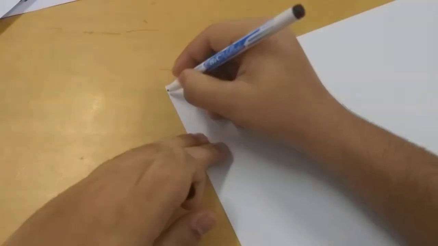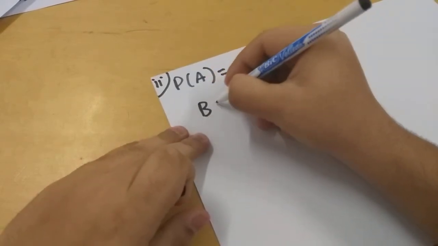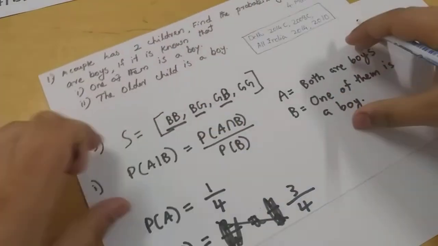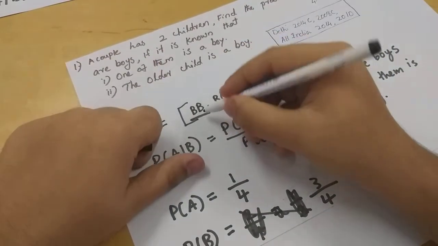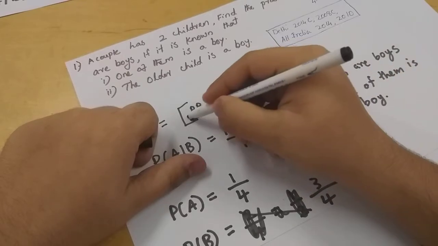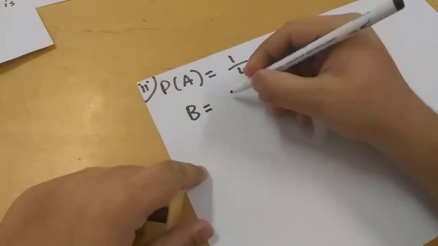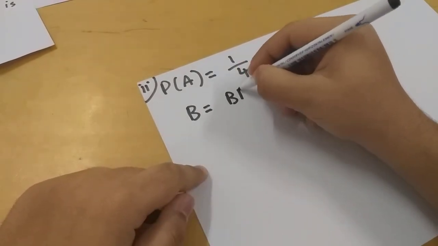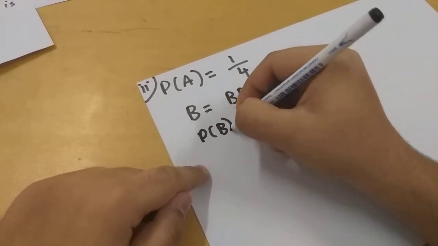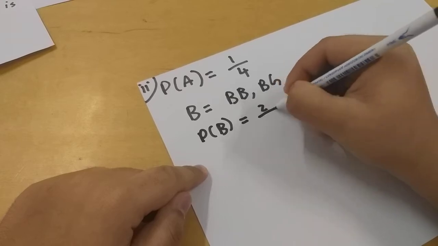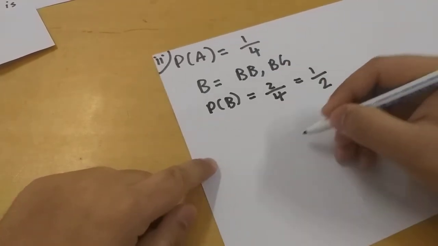Now here the event B becomes different. So the event B has to have the elder child as a boy. And over here BB and BG, let's round them, they satisfy that objective. So it's BB and BG. There are two events out of the event of 4. So P of B is 2 by 4, which is equal to 1 by 2.